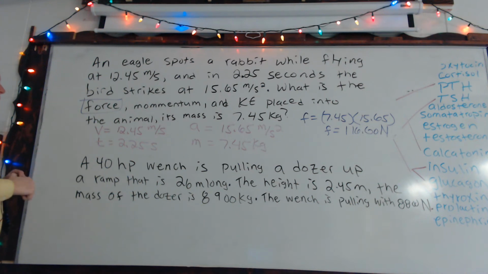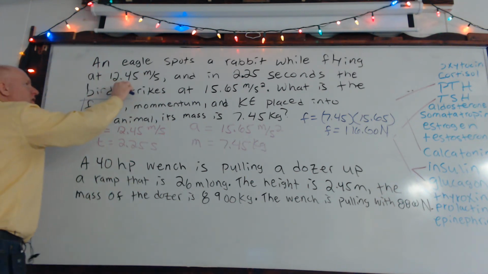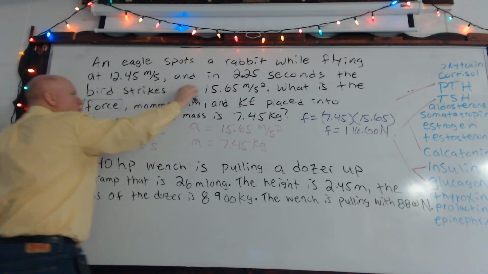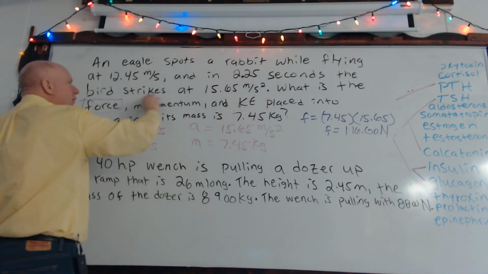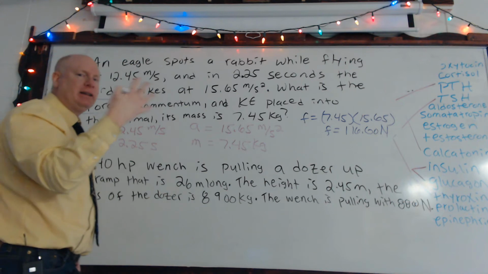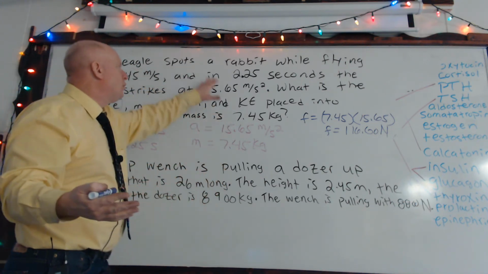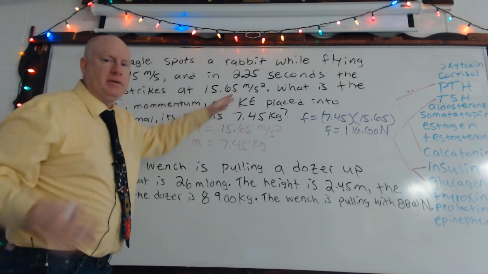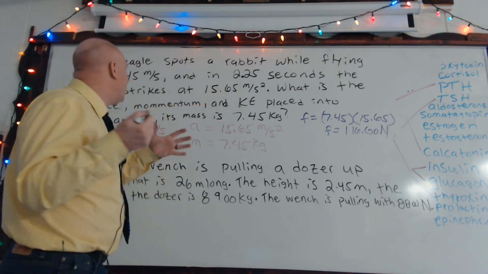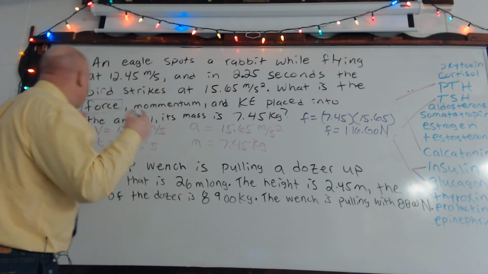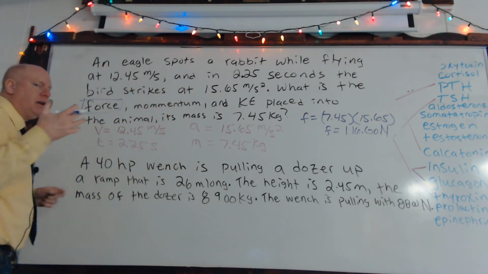And with momentum, we know that that is mass times the final velocity. But one of the things we want you to think about is the terminology in here. Look at what it's saying. It's flying at this speed. Then, in 2.25 seconds, the bird strikes. So in other words, it happened later. So the speed went from 12.45 up to 15.65. So something there had changed, and it's the velocity. So if that is the case, that makes this an initial or final.